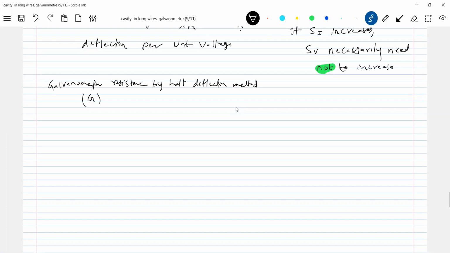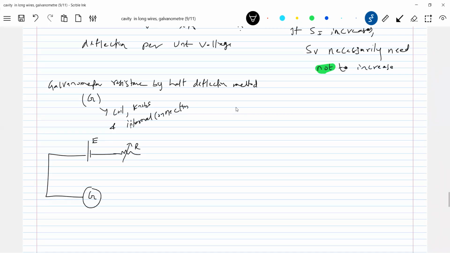So first, what is this galvanometer resistance? The coil, then knobs and internal connections. Everything together will be the resistance of the galvanometer, and we can't find it out directly. It's very difficult to measure all this. So let me go for some basic KCL, KVL that we know. This is a cell, this is a variable resistance, and there's a galvanometer whose resistance I have to find out.